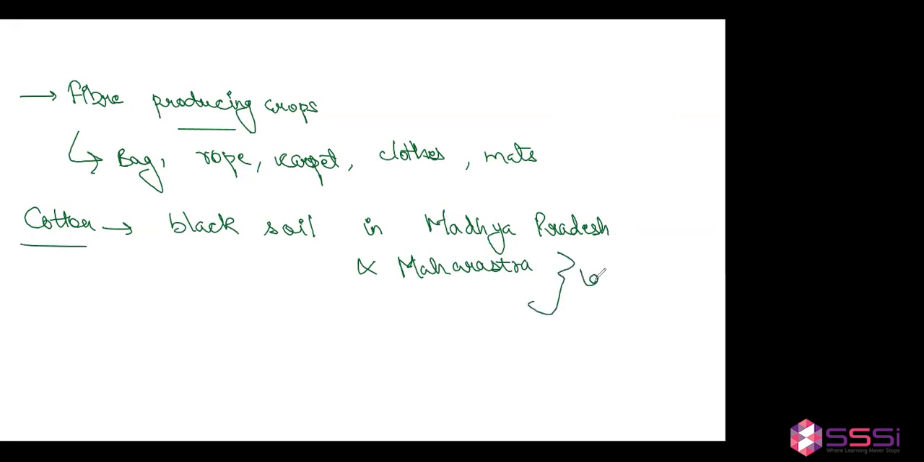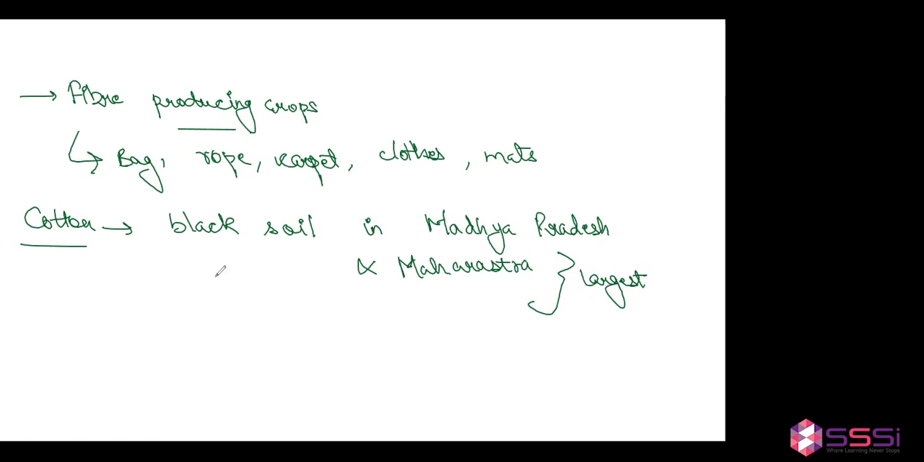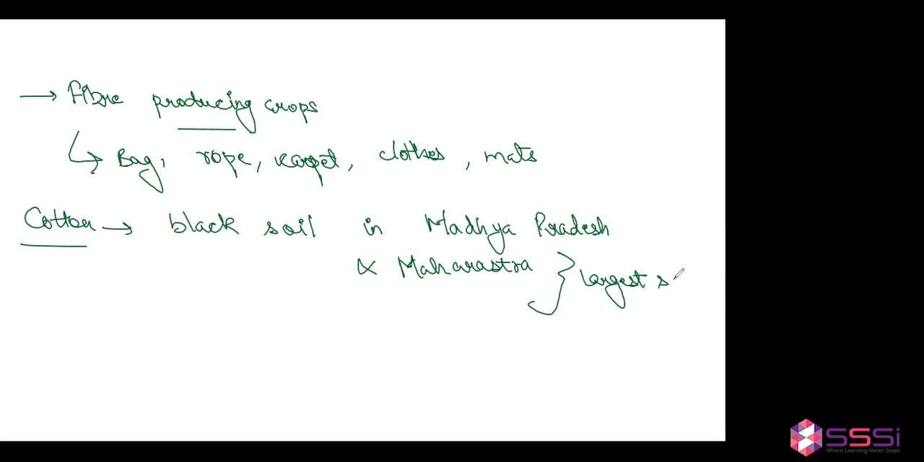Black soil means the soil in black color. It has all the necessary minerals and nutrients required for the growth. So it is the largest producer.